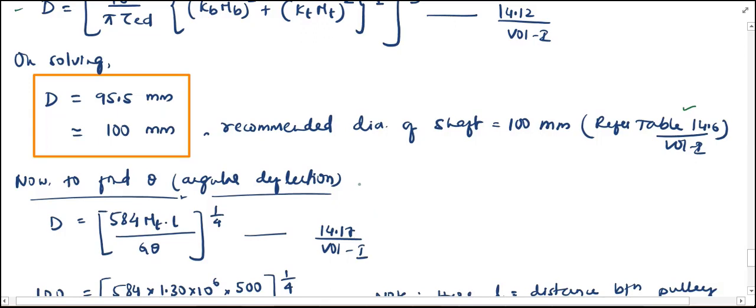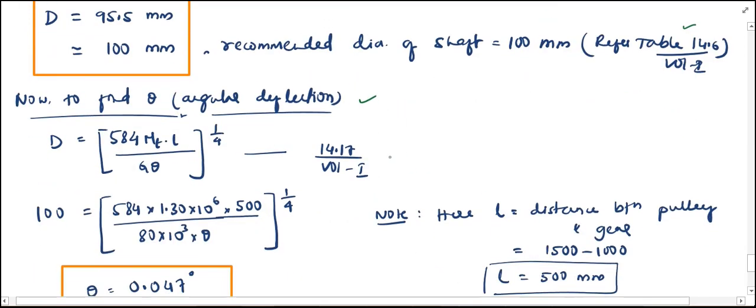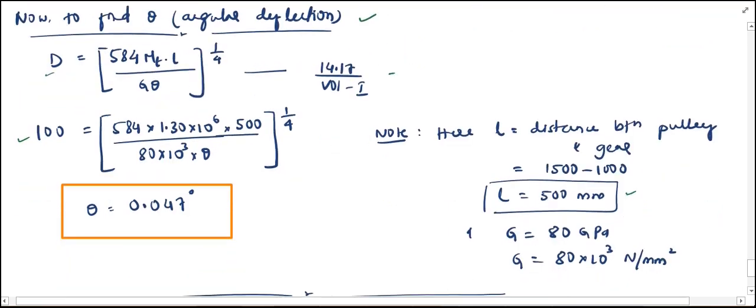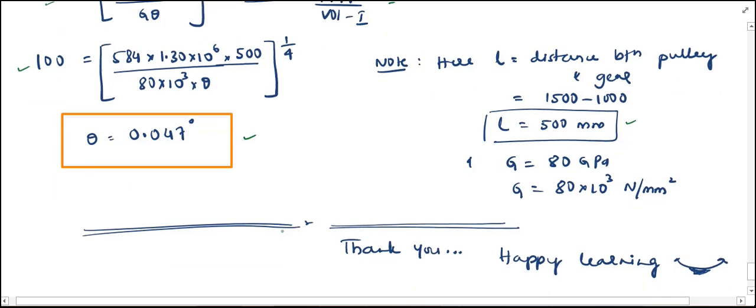Now let us find the angular deflection theta. Here we will use equation 14.17 from volume 1. The diameter of the shaft is known to us, 100 mm, so that is substituted. G, we know, is 80 GPa, and L is the distance between the pulley and the gear drive, so L is equal to 500 mm. Upon substitution, I'll get the value theta is equal to 0.047 degree, that is the angle of deflection. So that is the solution for the complete problem.